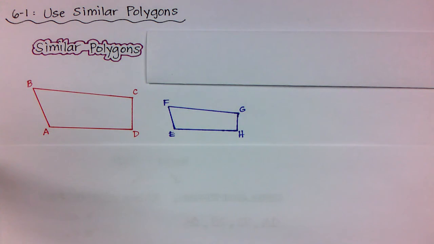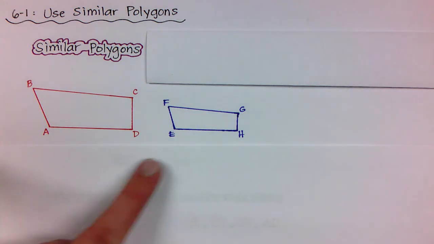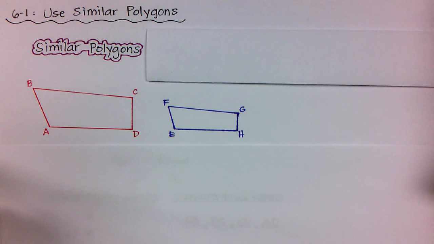Hi class, today's lesson is 6-1 in your textbook, titled How to Use Similar Polygons. We talked a lot about congruency. Now we're just talking about what makes different polygons similar to each other. So here I have two different polygons drawn, and as you can tell, they look very similar. The shape of them, the angles, it's just that the sizes of their lengths are different.